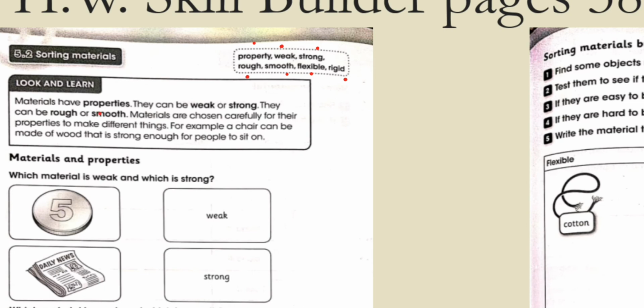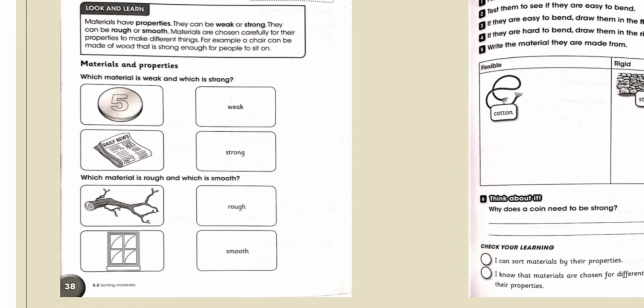You will read this text and underline it. Materials have properties. They can be weak or strong. They can be rough or smooth. Materials are chosen carefully for their properties to make different things. For example, a chair can be made of wood that is strong enough for people to sit on. You will underline these sentences and then you will match the materials with their properties. Here you will match which is weak or strong. Among these, you know that quite well, I hope. And which material is rough or smooth. Among these you will match them with the correct property.